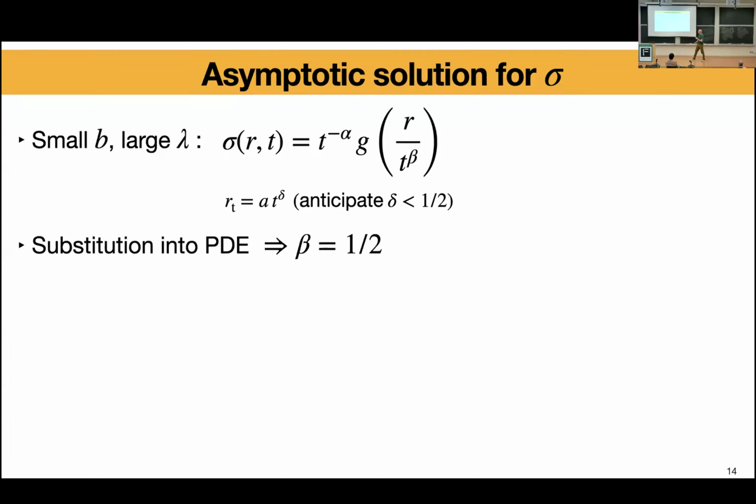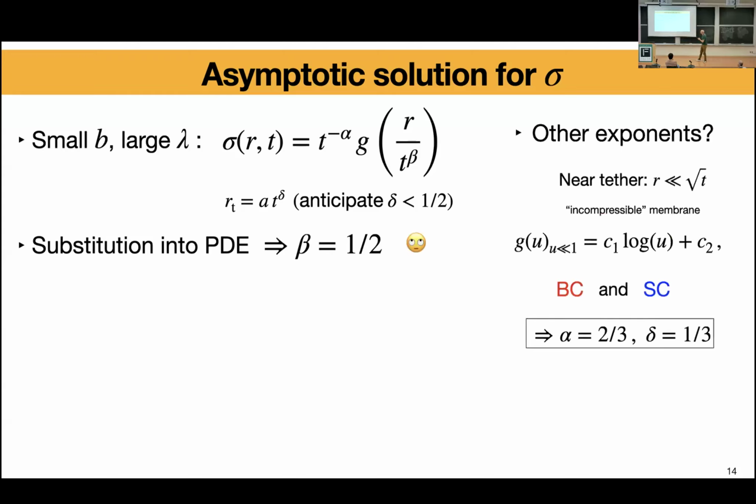Well, that's not surprising, because when you plug this ansatz into the PDE, by balancing terms, you're just going to find that it's classic diffusion in terms of this scaling variable, R over T to the beta. Okay, so that's not a big surprise. What about the other exponents? Okay, so this is a bit tricky. I'm going to sidestep a lot of the ugly details.